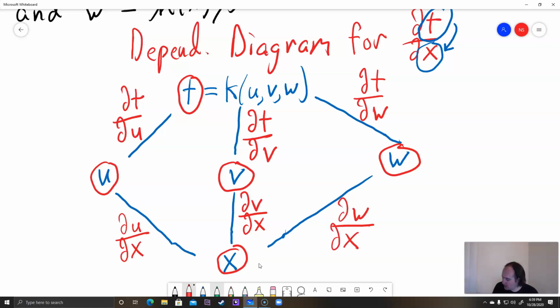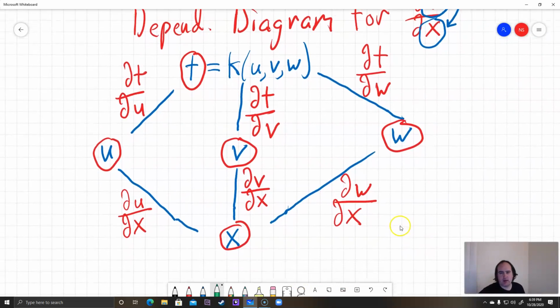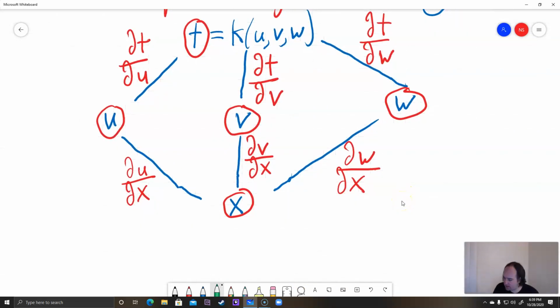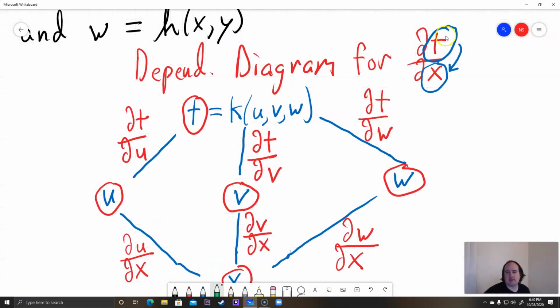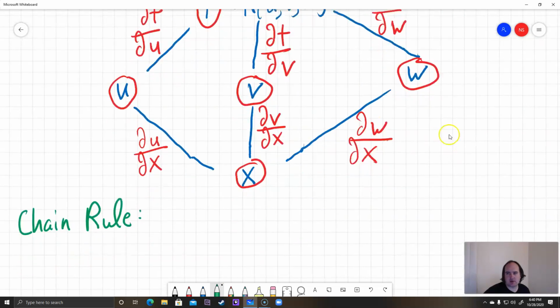Okay? And then we've completed the dependency diagram, so we're ready to go ahead and write out the chain rule. So using this dependency diagram, and giving myself a lot of room, the chain rule is, well, we're doing the partial derivative of t with respect to x, so partial t, partial x.